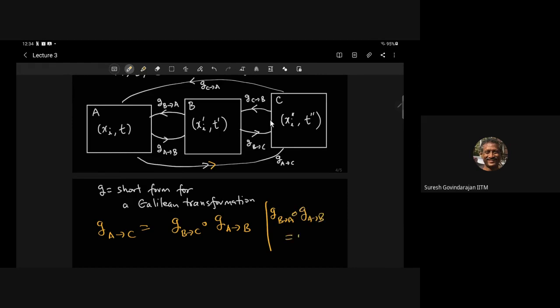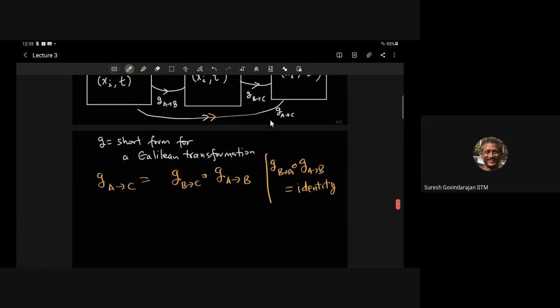Should be nothing, right? Which is identity. It just comes back to itself. Okay, so these are properties that we will have. In fact, I can add a third guy also, a fourth guy, which is mutually inertial, and you can compose things, etc. But this is a very important property.